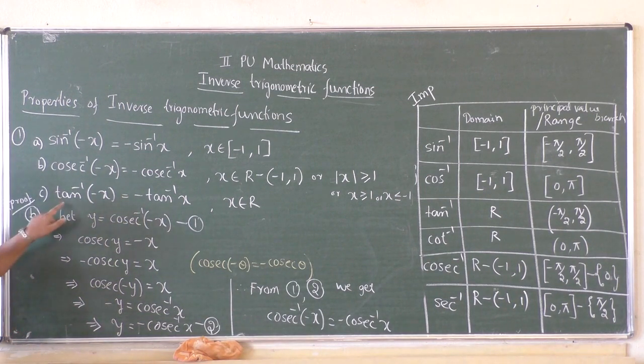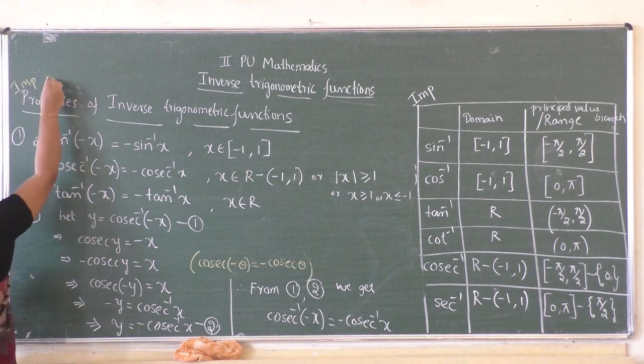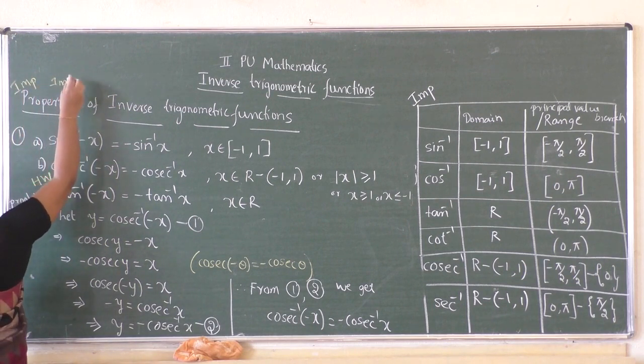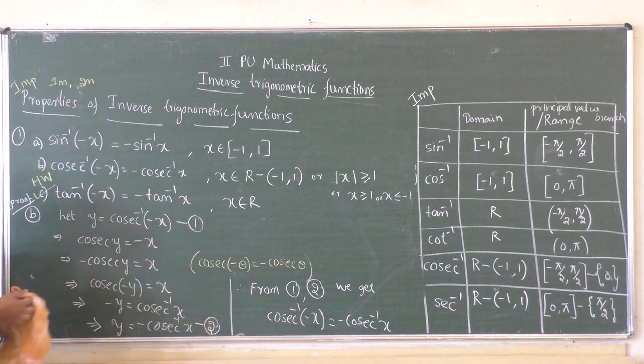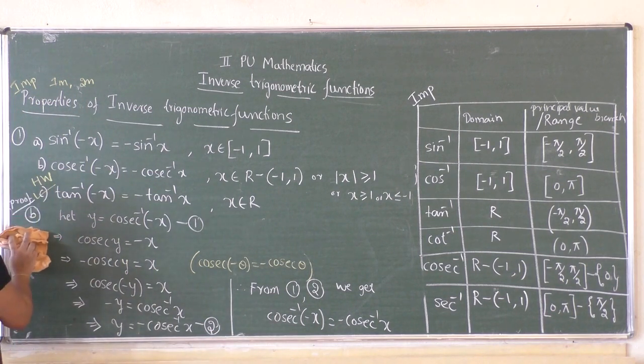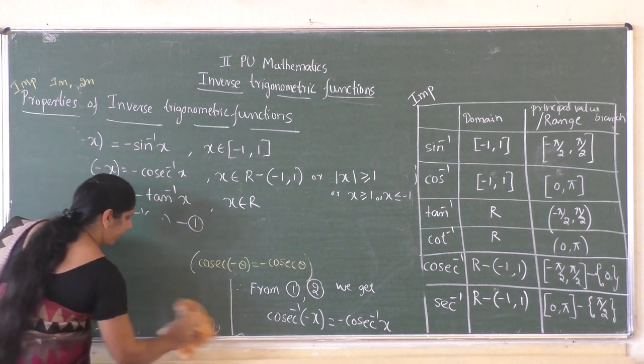Similarly we can prove the third one. So this one is homework for you. You have to prove tan inverse of minus x equal to minus tan inverse x. So this is first set of properties, important. Either it can be asked for 1 mark, that is value of x, or verify the properties for 2 marks. So this is regarding the first set of properties. Now we will move on to the second set of properties.